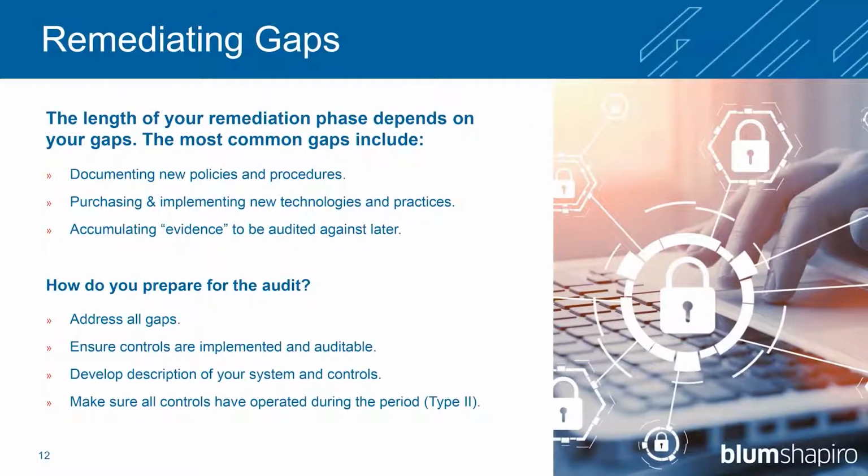How do you prepare for the audit? Simple. It's address all gaps, ensure your controls are implemented and auditable, meaning you can verify them using some form of evidence, and ultimately you need to describe your system, all of its boundaries, and your controls, and that's what you're ultimately audited against. And if you select a Type 2 audit, you need to make sure that all of those controls have operated effectively during the period and that there's auditable evidence to verify.